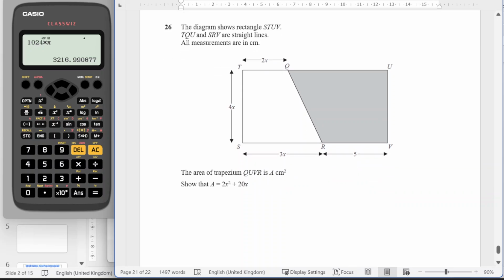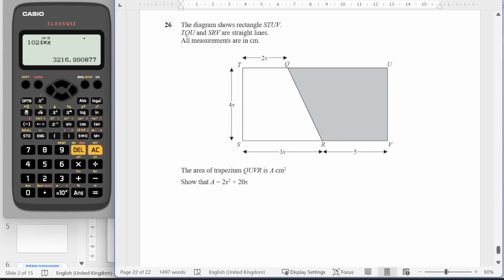Okay, and 26. The diagram shows a rectangle STUV, and then we've got straight lines. All measurements are in centimeters. The area of the trapezium QUVR is A. Show that A is equal to 2x squared plus 20x. Okay, so in effect, we are after the area QUVR. So I'm after this area here.